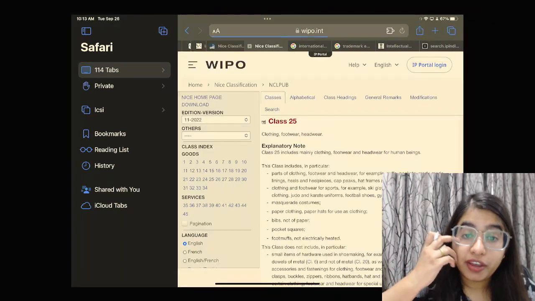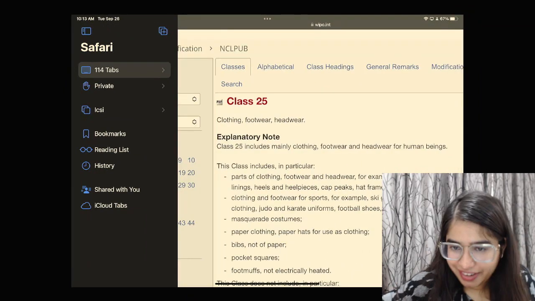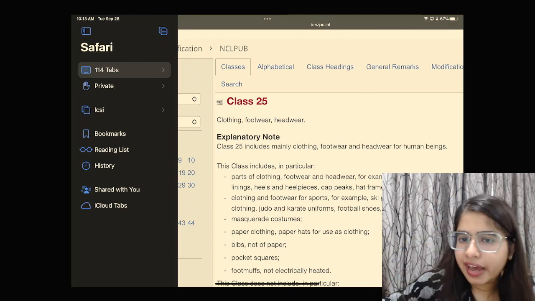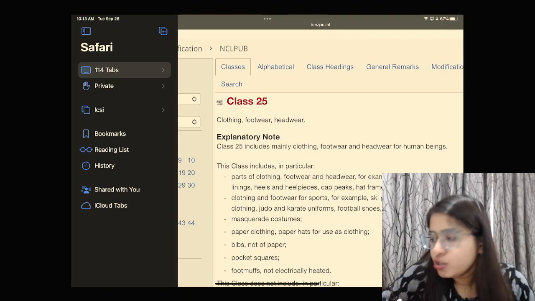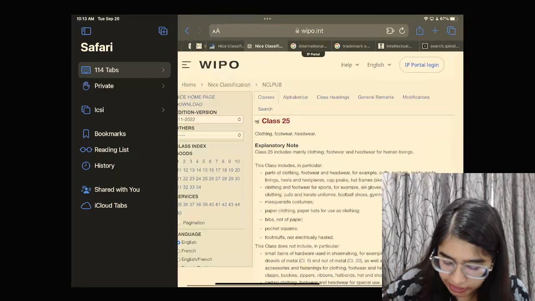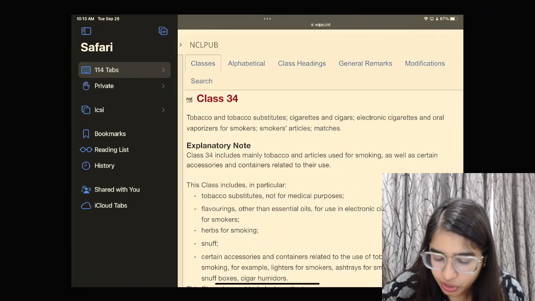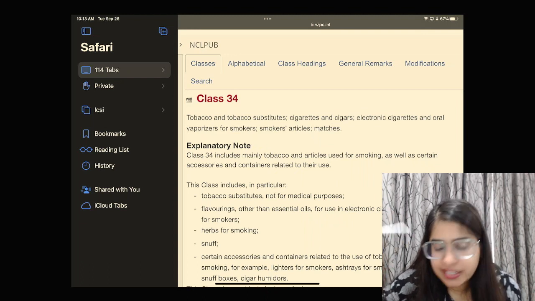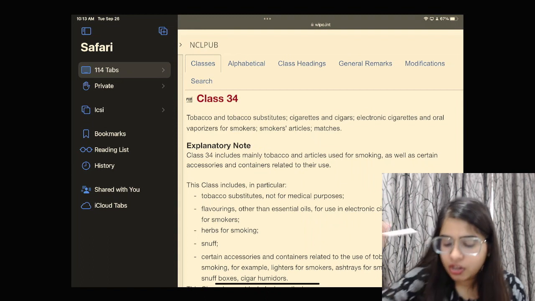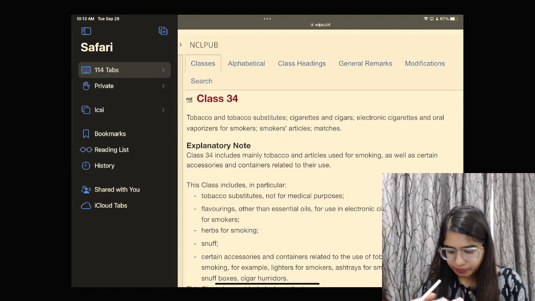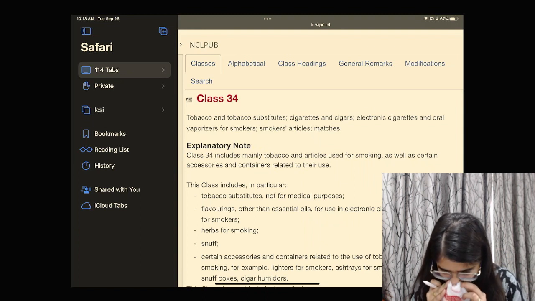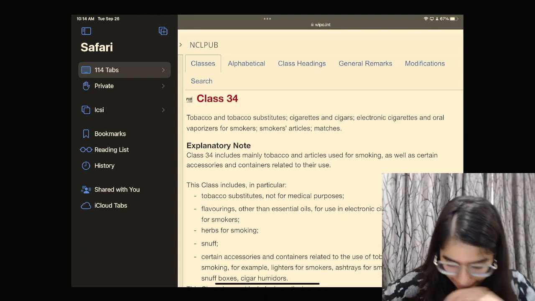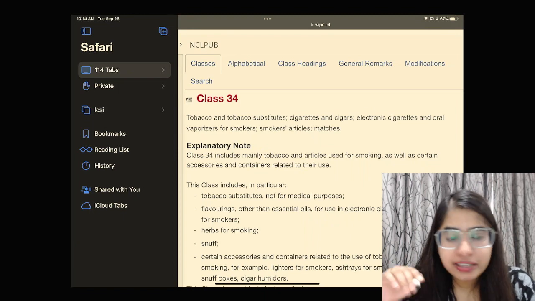Let's check class 25. Class 25 has clothing, footwear, headwear. Clothing, footwear which you wear on your foot, and headwear, hats and all. These three things will come in class 25. So many classes are there. Let's just see class 34. What kind of products come in class 34? Tobacco substitutes, cigarettes, cigars, electronic cigarettes, oral vaporizers, smokers' articles, matches. So in class 34, all these products come.